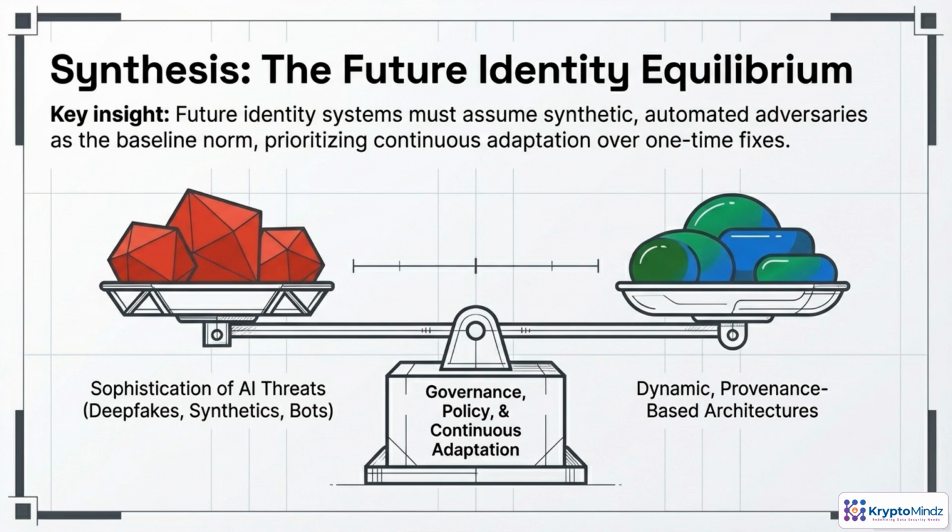The core idea is balance. AI-driven threats will keep getting smarter, cheaper, and more automated. You can't win with a single technology choice or a one-time project. Instead, future-ready identity means three things working together: dynamic, provenance-based architectures that treat every interaction as potentially synthetic, governance and policy that can evolve as quickly as the attacks, and operating assumptions that bots and deepfakes are the default, not the exception.